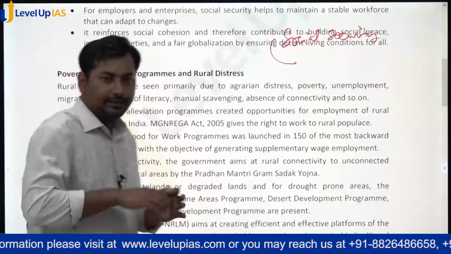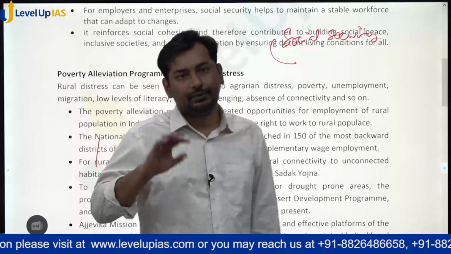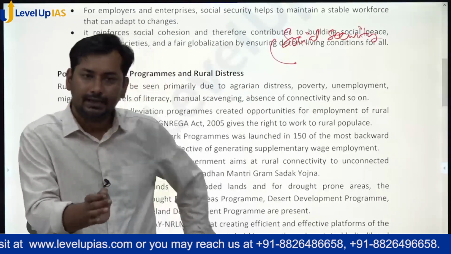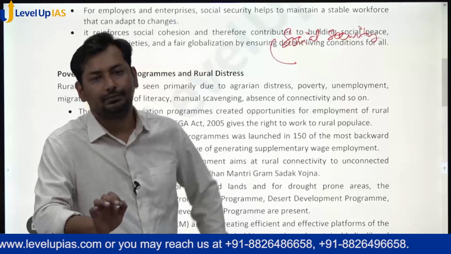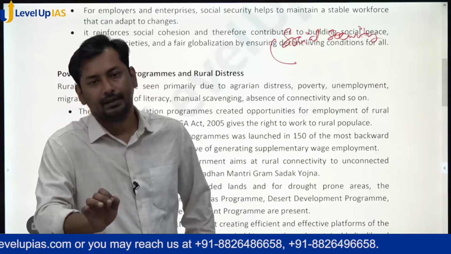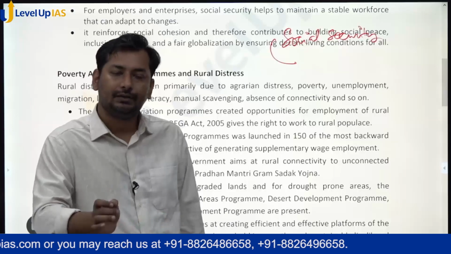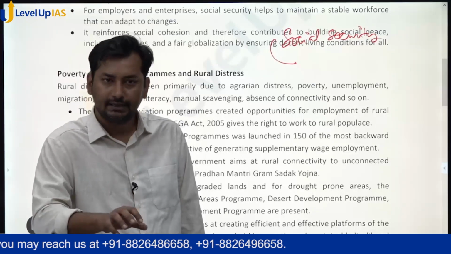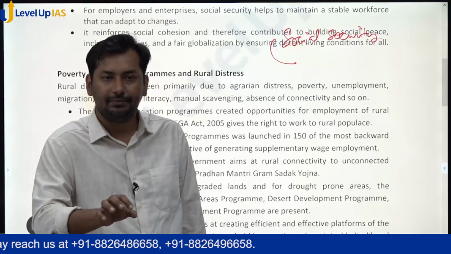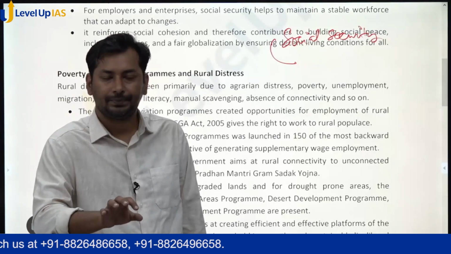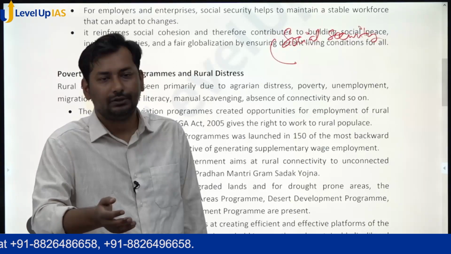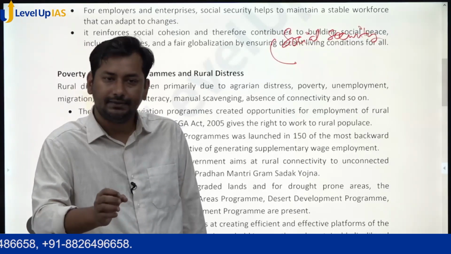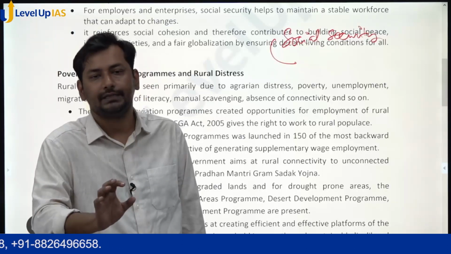Now you have to relate this idea of social security with poverty alleviation programs. There are various poverty alleviation programs. MGNREGA is one of the examples. MGNREGA gives the right to work. Same with Pradhan Mantri Gram Sadak Yojana. It connects different settlements or habitations in India. So connectivity is also a part of poverty alleviation. Then Ajivika is also a part of poverty alleviation programs.